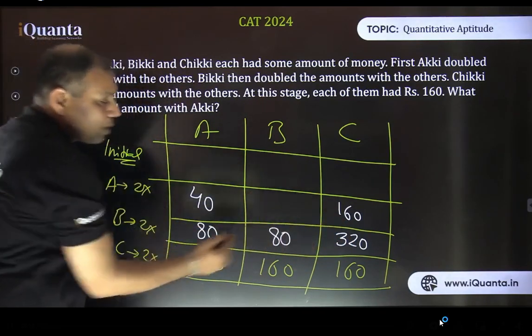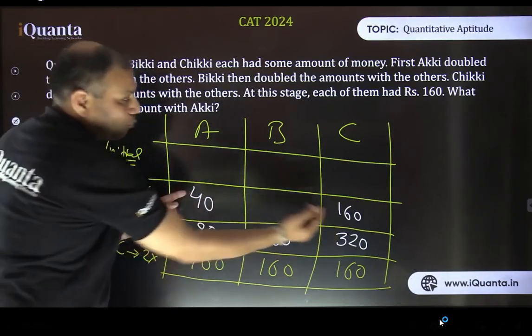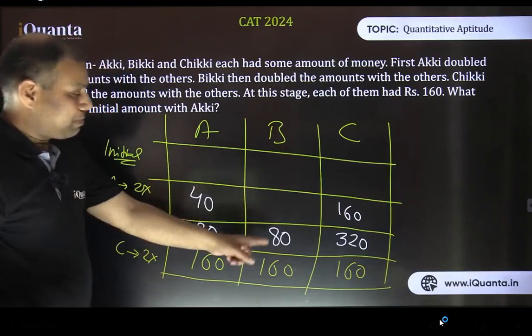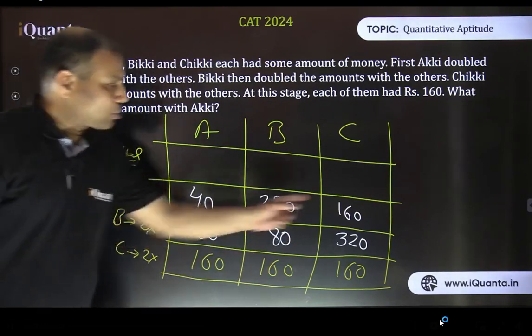So how much has B given to these two? B has given 40 rupees to A, and 160 to C. So 40 and 160, that is 200, has been shared here, and B is still left with 80. So B initially must have 280. Or as in the other case, the sum should have been 480.